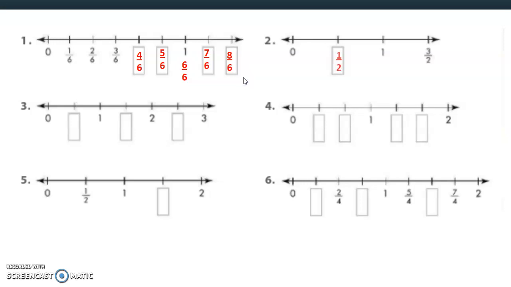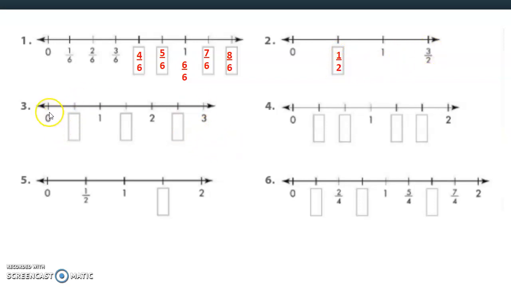Okay, number 2, all you had to fill in was 1/2, and I was able to see what my denominator would be because it's right here. So that was a clue for me. And then this, I know 1 whole is the same as 2/2. So it would have gone 1, 2, 3.